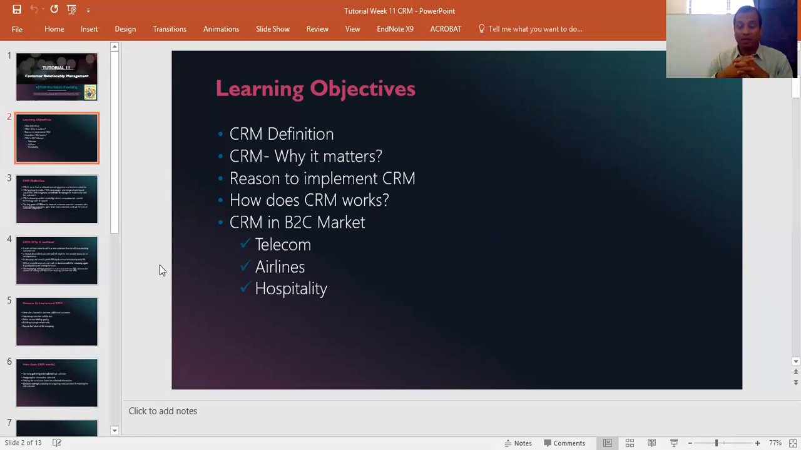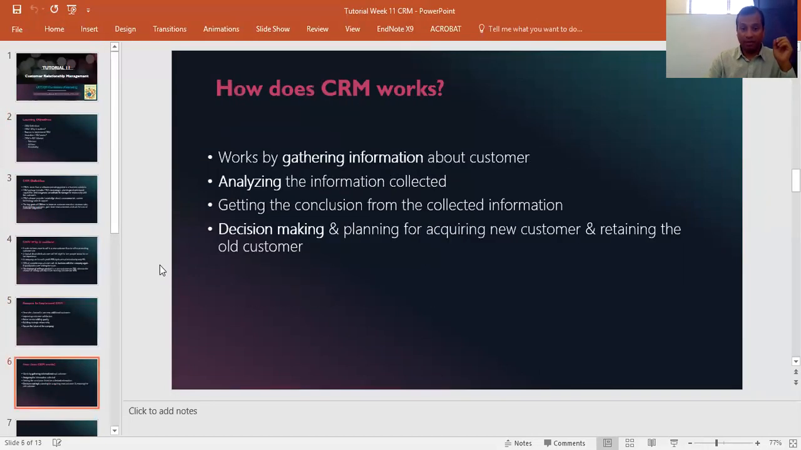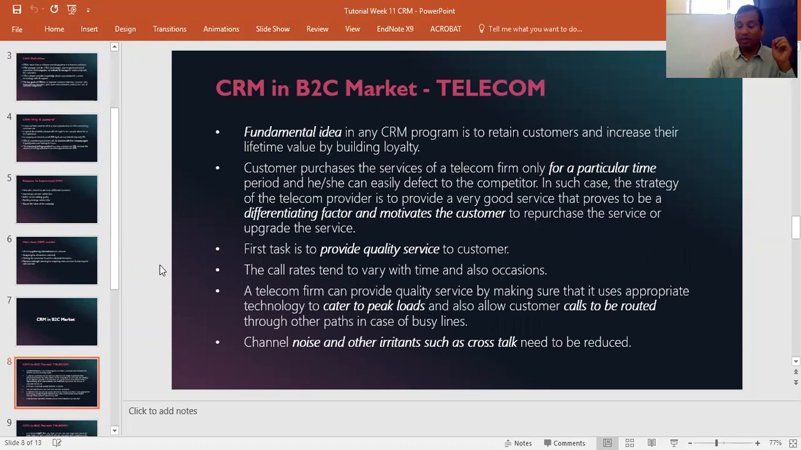Now we have CRM in the B2C market, and I have picked up 3 different industries. The first one is telecom. So think about the telecom industry, the telecom services. We often take services from a telecom service provider. Think about those services and the issues you face on your mobile phone, or any broadband issue, home broadband, the internet, or other issues.